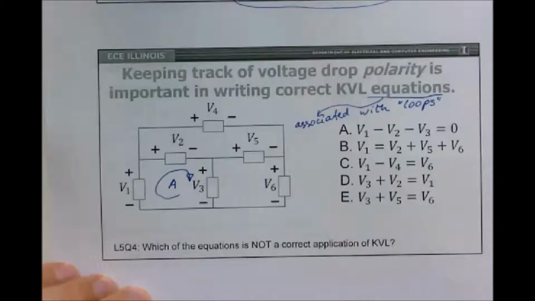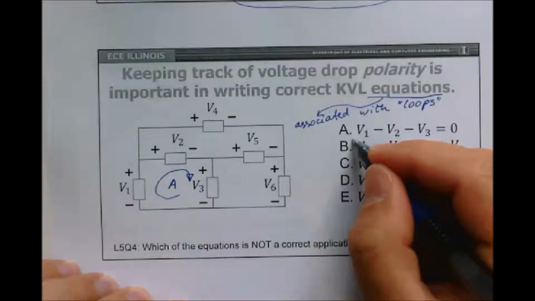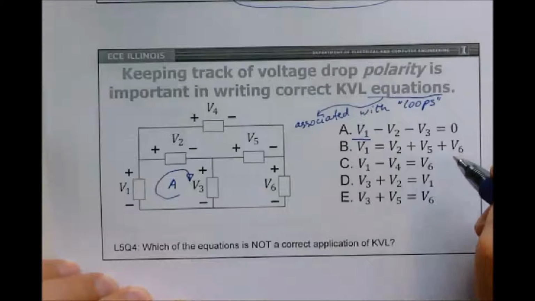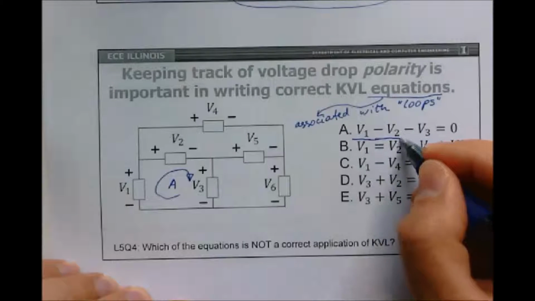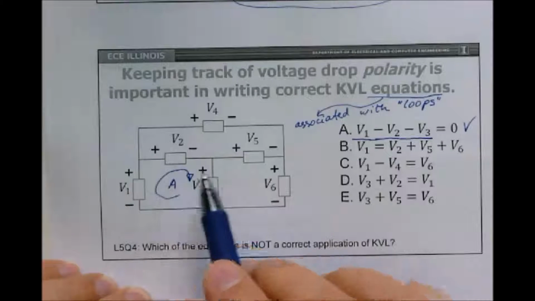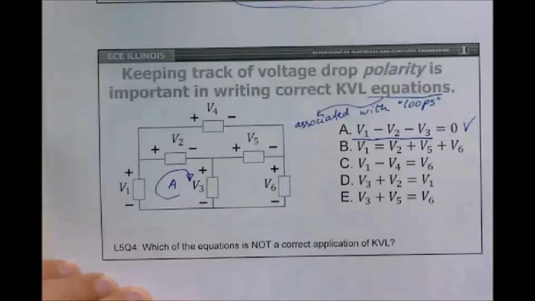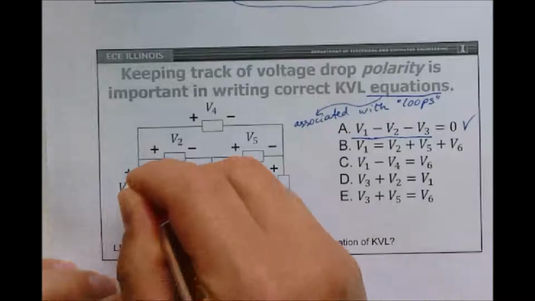Okay, so if we go around the loop that involves V1, V2, and V3, we can see that we go up by V1, then we go down by V2, then we go down by V3, and we end up at the same spot, at the bottom node. It would be helpful to blob the nodes if you have difficulty seeing that. So we finished the loop with V1, V2, V3, so A is correct.